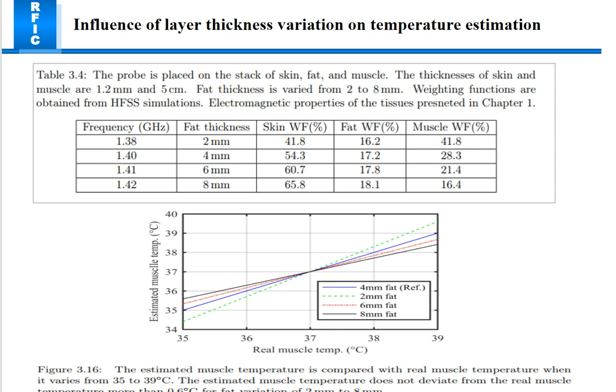And as you can see, this graph is the estimated muscle temperature compared with the real muscle temperature when it varies from 35 to 39 degrees Celsius. The estimated muscle measure does not deviate from the real muscle temperature by more than 0.6 degrees Celsius.